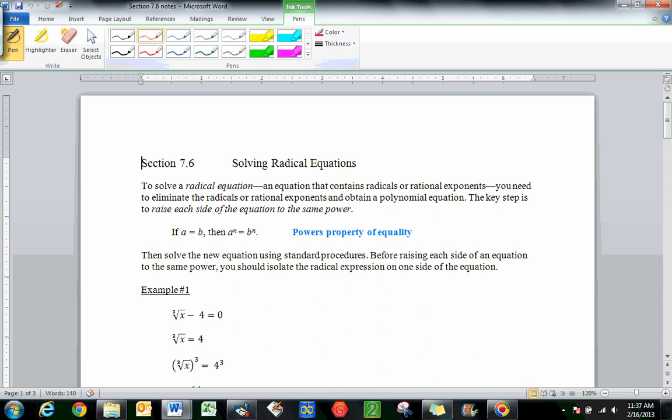In today's lecture, we're going to be using the skills that we learned from rational exponents and radicals to help us solve radical equations and equations with rational exponents in them. So before we dive into actually the solving process, it warrants a review of some of the things that we've shown you in previous lectures.